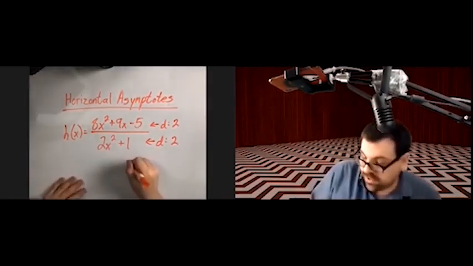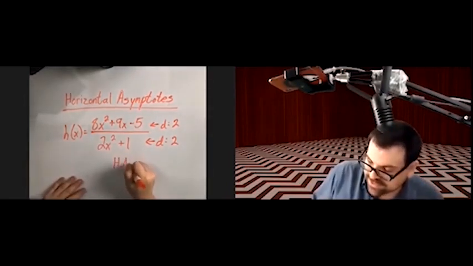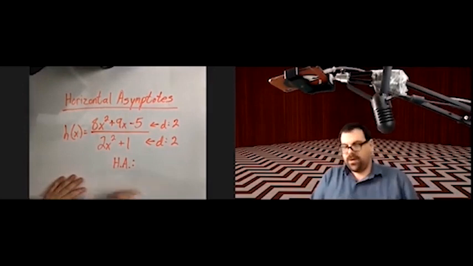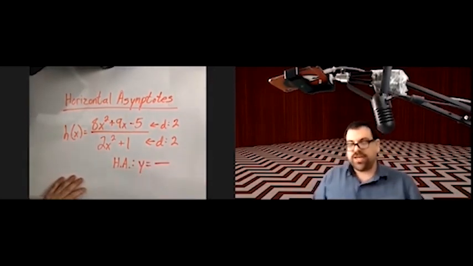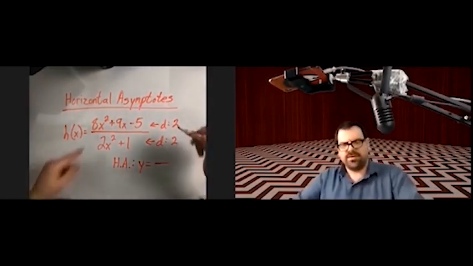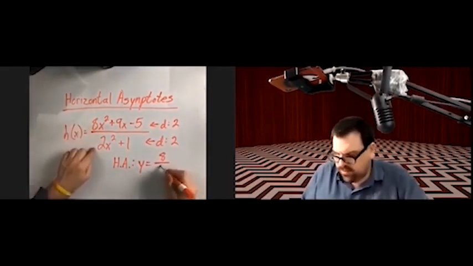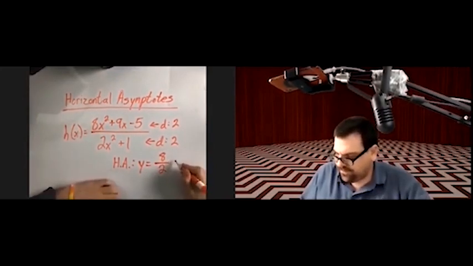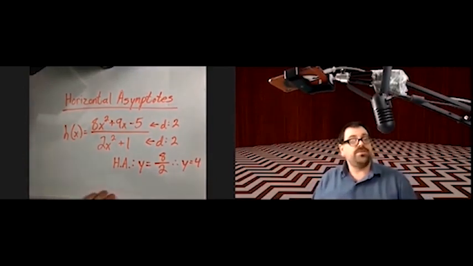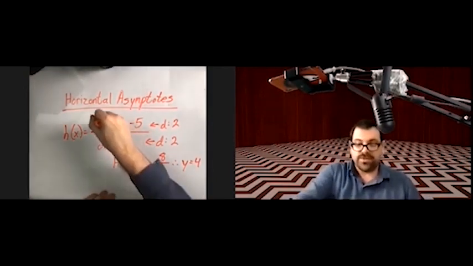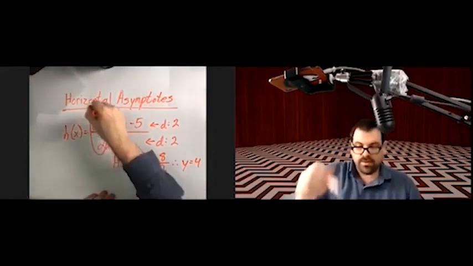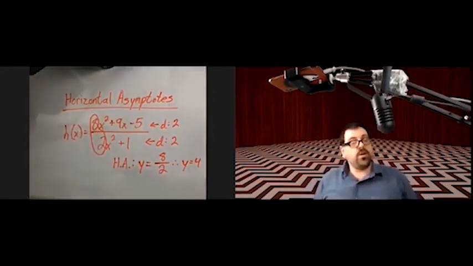So to find the horizontal asymptote, here's exactly what we're going to do. It's going to be y equals a ratio of the leading coefficients. Those x squareds, what are the coefficients? 8 over 2. Horizontal asymptote of y equals 4. When the degrees are the same, the ratio of the leading coefficients gives us our horizontal asymptote. 8 over 2 is 4.